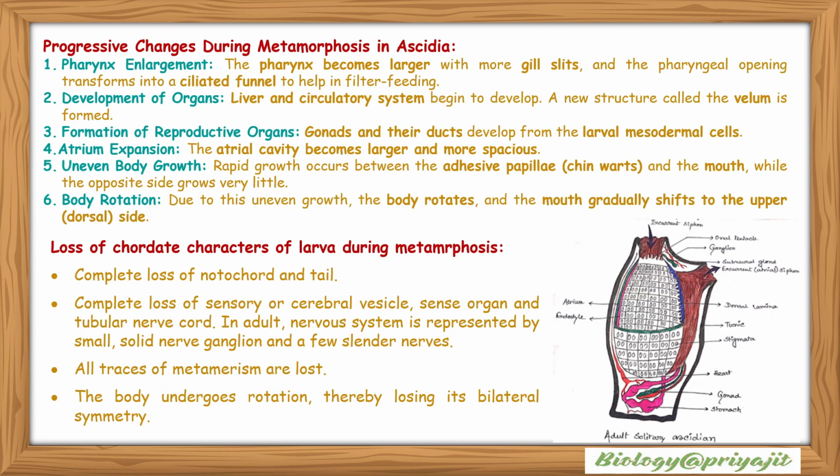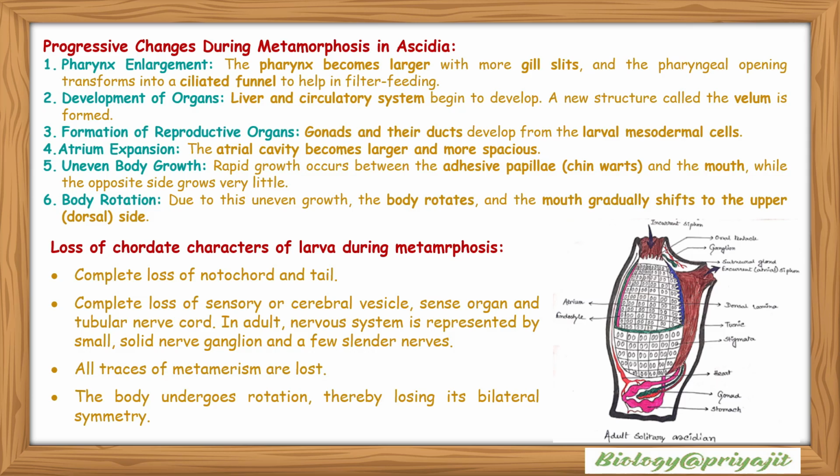Progressive changes also occur during metamorphosis in Ascidia. The first feature is pharynx enlargement. The pharynx becomes larger with more gill slits, and the pharyngeal opening transforms into a ciliated funnel to help in filter feeding of the animal.